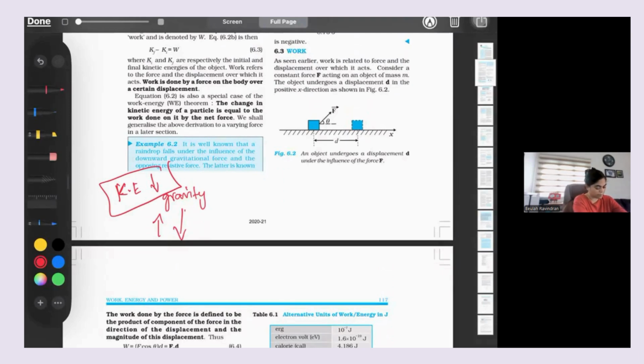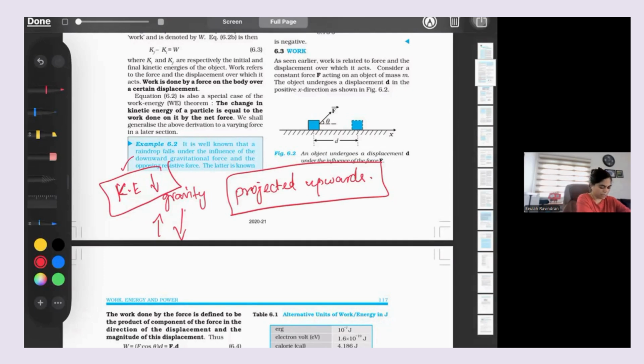When the body is projected upwards, you can write like that. When the body is projected upwards, it is against the gravity, so the kinetic energy decreases. Okay. When the body falls downwards, then the kinetic energy increases. Okay. So this and all you need to understand, how it is increasing, how it is decreasing. Likewise, you'll be asked.